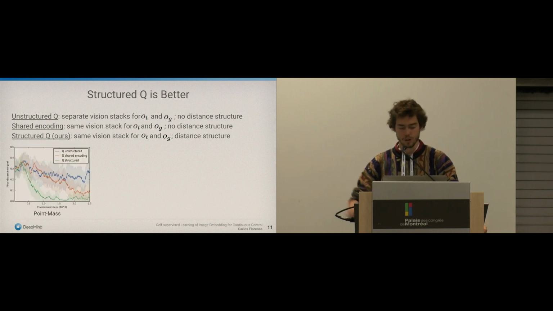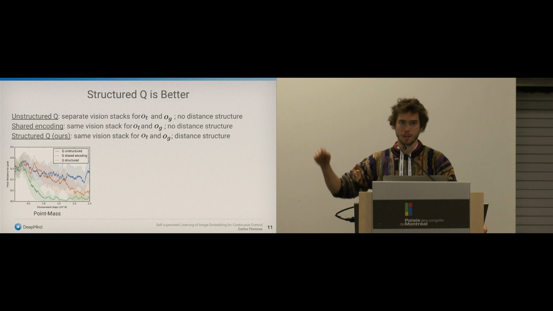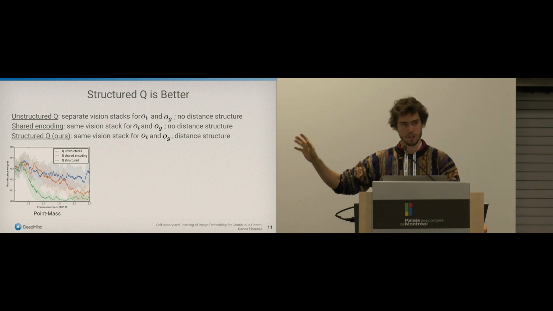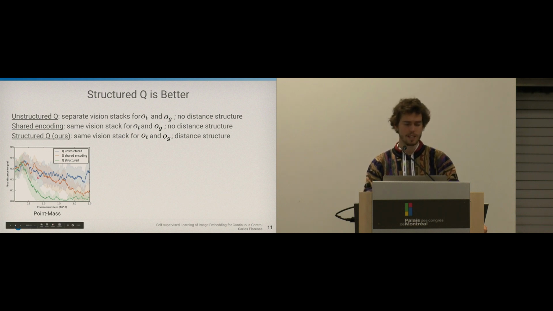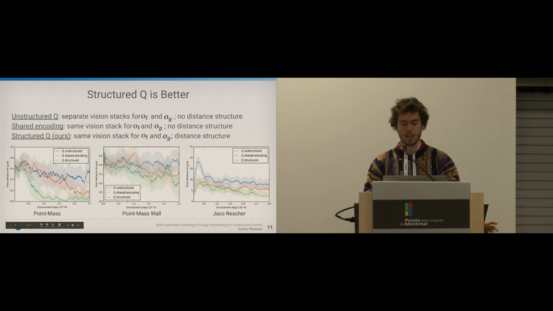These are the results in the point mass. Down is better because this is the final distance to the goal in state space, which is something we do not use for learning, but we do use for evaluation. And we can see that the structured Q learns much faster and the asymptotics are also better. The same happens with all the other tasks that we tried.